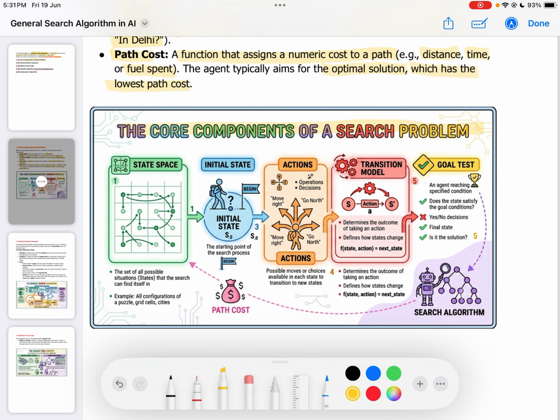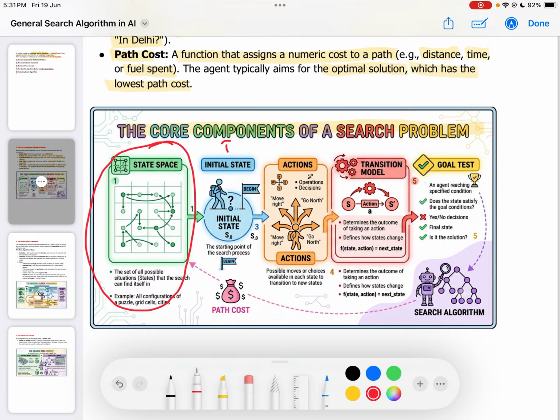Okay, now let's look at the pictorial view of the core components of a search problem. For any search problem, the AI converts it to a tree with multiple states. What are the possible states that are available? It's a tree concept. We will discuss this in coming videos. So let's focus on the current components.